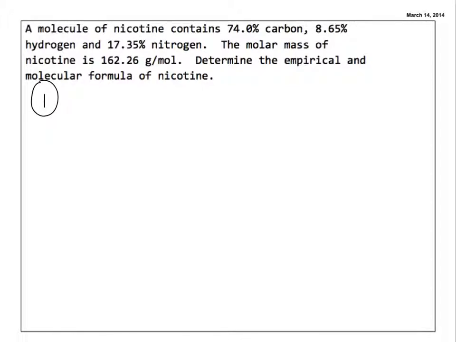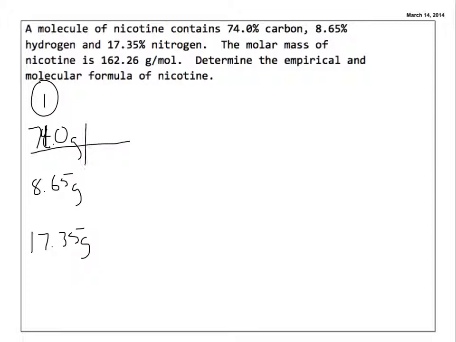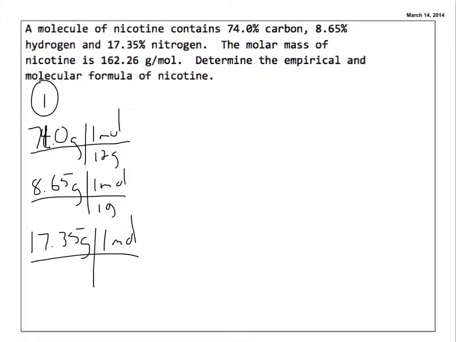Step 1, convert the percents to grams, so 74, 8.65, and 17.35. So the first one is carbon, which is 1 mole for 12 grams. Hydrogen, 1 mole, 1 gram. And the last one's actually nitrogen, not oxygen, which has a mass of 14 grams.